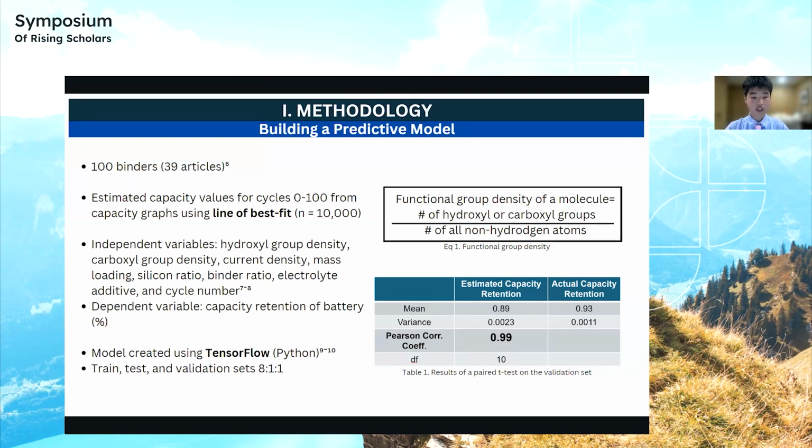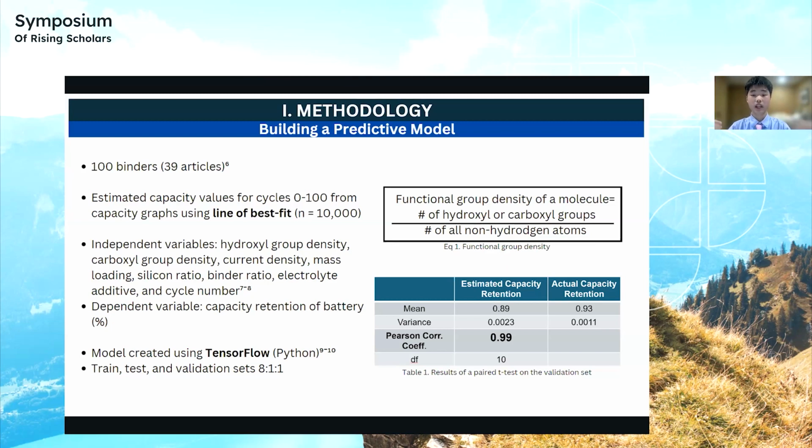10,000. The independent variables I used for the study were hydroxyl group density, carboxyl group density, current density, mass loading, silicon ratio, binder ratio, electrolyte additive amount, and cycle number. Most of these variables are not important, but the 2 that are important are hydroxyl group density and carboxyl group density.